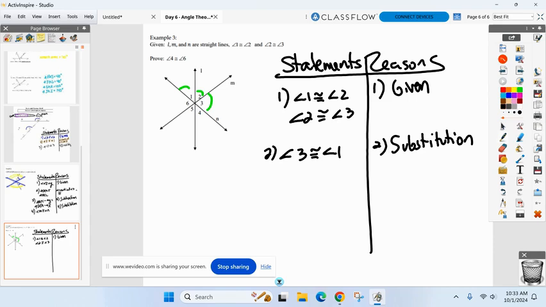What do I mean? You're trying to get to 4 and 6. So why don't you give me something that involves 4 or 6? We're trying to get our proof to end with 4 and 6 together. So why don't we start the ball rolling here? Give me a true fact about either angle 4 or angle 6. Anything you could say is true about 4 or 6.